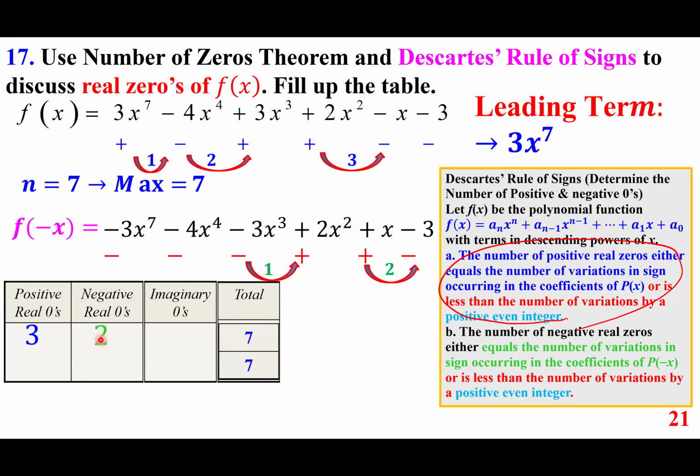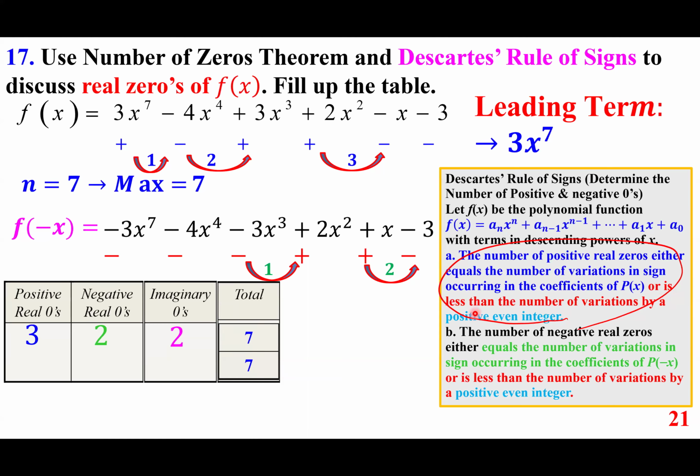Now, we have 3 positive zeros, 2 negative zeros, but the total is 7. So the rest must be imaginary, a plus minus b i. That's what we mean. So 3 and 2 is 5. Subtract it from 7, you get 2. So that's what happens.